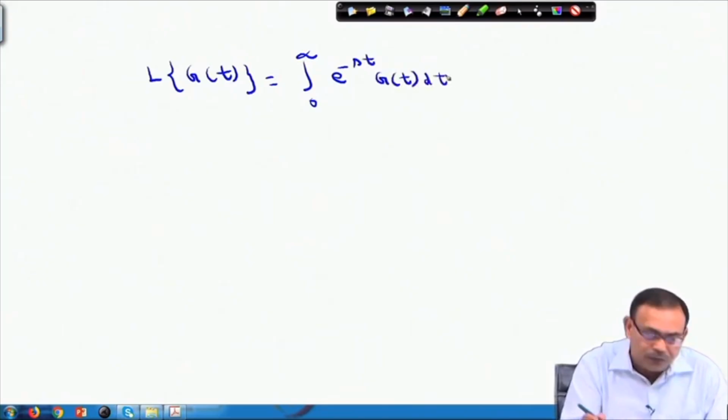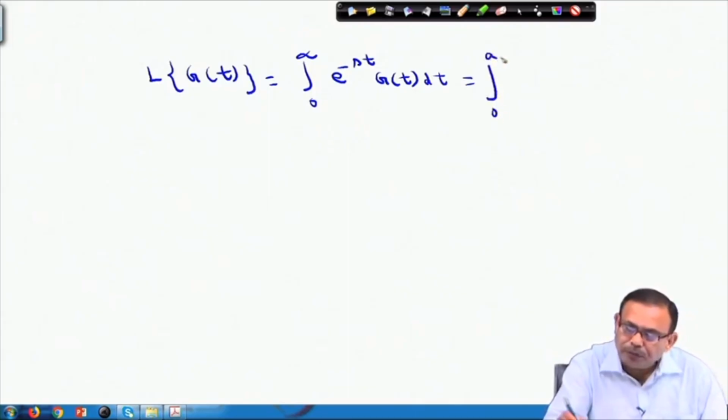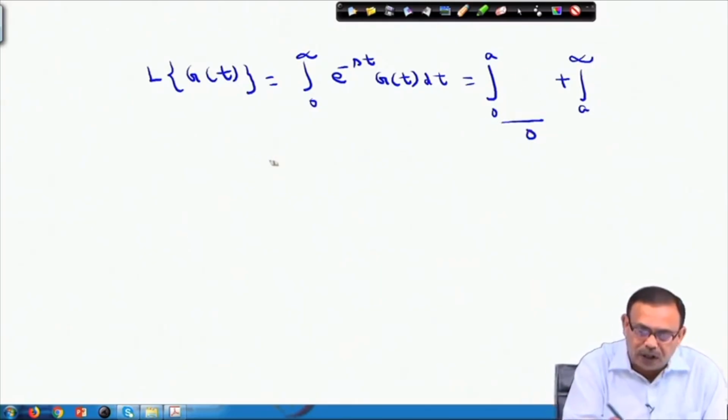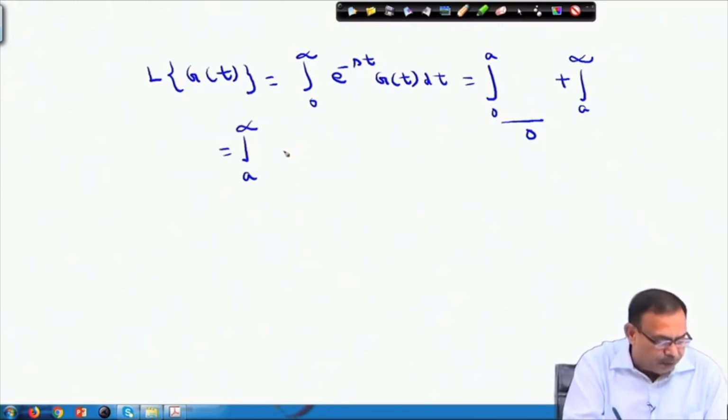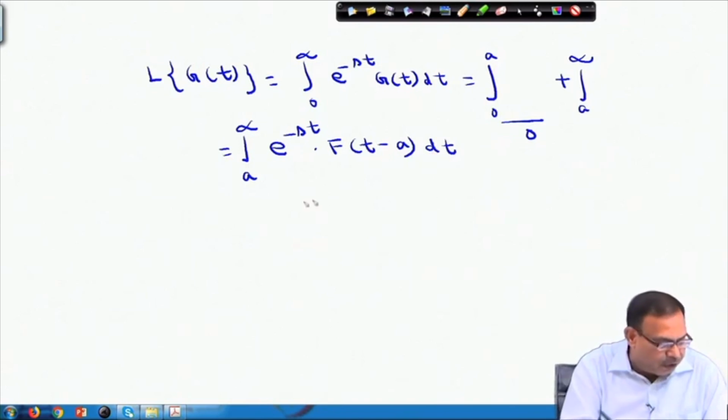As usual, you can break it into two parts, that is 0 to a for one function, plus a to infinity for the other function. From 0 to a, the value of the function g t is 0. Therefore, this term will vanish. So, this equals directly a to infinity e power minus s t into f of t minus a dt, because g t equals f of t minus a for t greater than a.